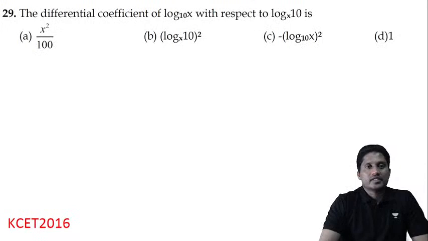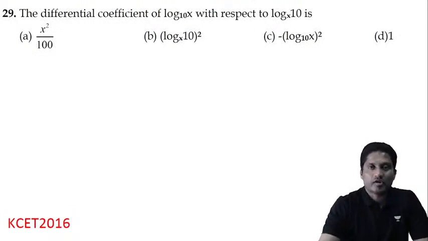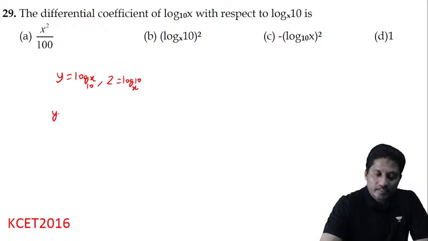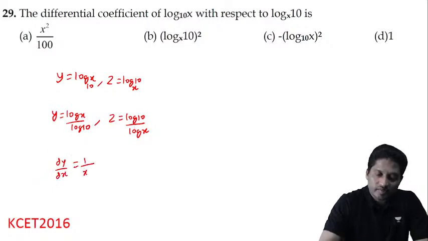Let's move to the next question. The differential coefficient of log x to the base 10 with respect to log 10 to the base x. Now y is equal to log x by log 10, and z is equal to log 10 by log x. If I differentiate, you get dy by dx is equal to the differentiation of log x, which is 1 by x, into 1 by log 10.